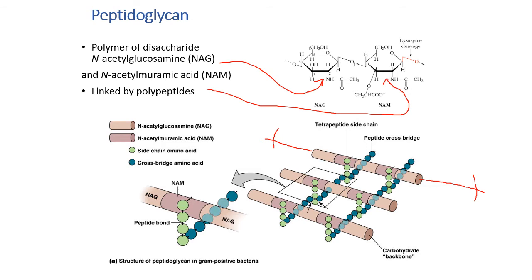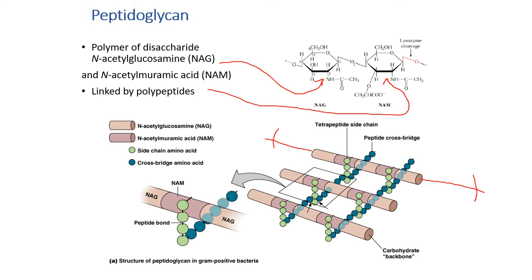But the important thing to note here, and it's very important to note, is that they have these pendant peptides and these cross links. We have so-called tetrapeptide, these 4 peptide side chains that hang off here in light green, and then we have these peptide cross bridges. These cross bridges are very important. They give the structural stability and strength to the lipid membrane.